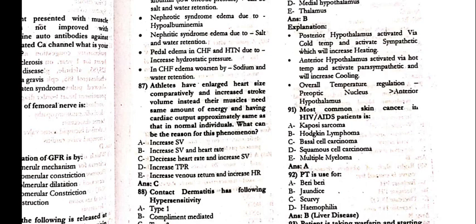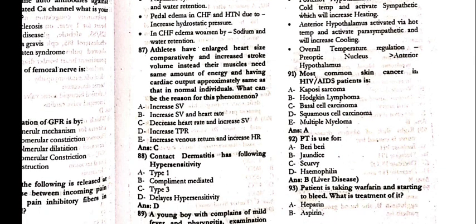87: athletes have comparatively enlarged heart and increased stroke volume. Their muscles need the same amount of energy and they have cardiac output approximately the same as that in the normal individual. What can be a reason for this phenomenon? That is a decreased heart rate and increased SV.